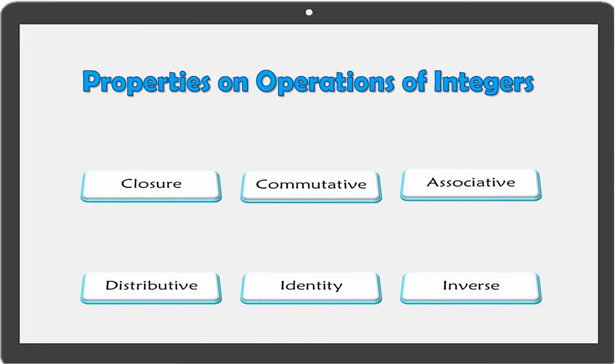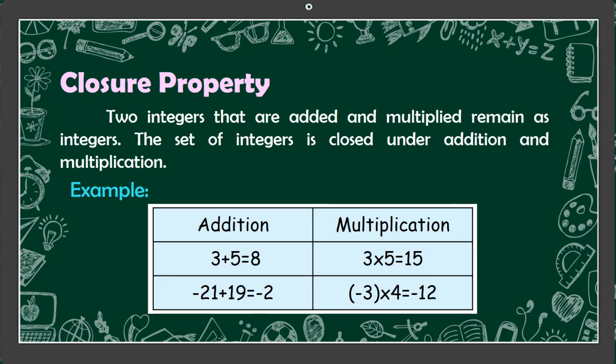Here are the properties on operations of integers. We have the closure, commutative, associative, distributive, identity, and inverse. Let us first discuss the closure property. In closure property, two integers that are added and multiplied remain as integers. The set of integers is closed under addition and multiplication.